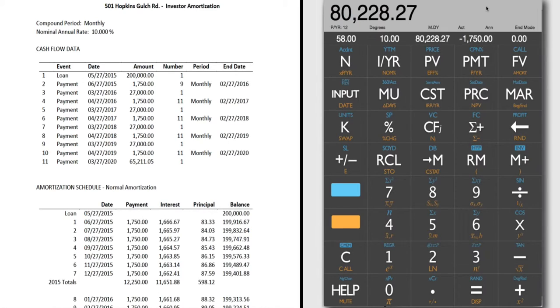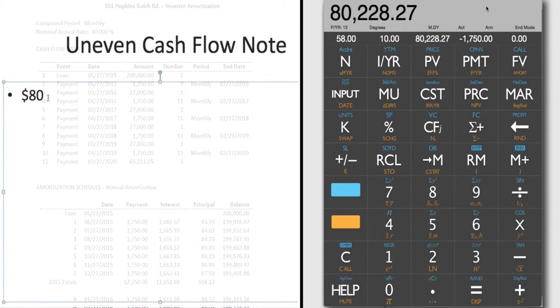So let me try writing that part in, hopefully a little smaller. 80, what did I say that was? 228.